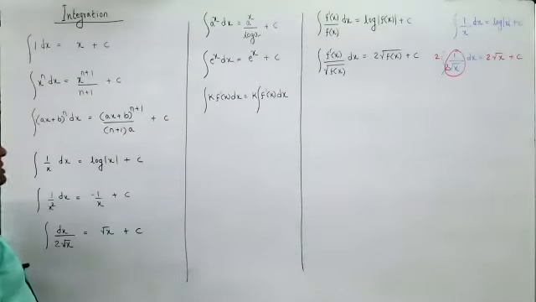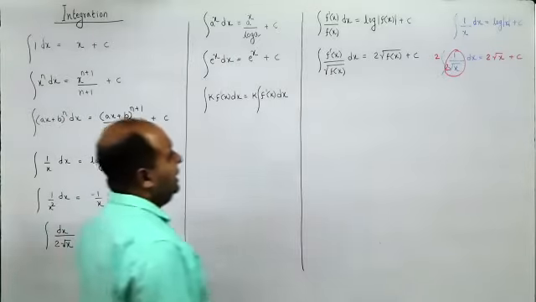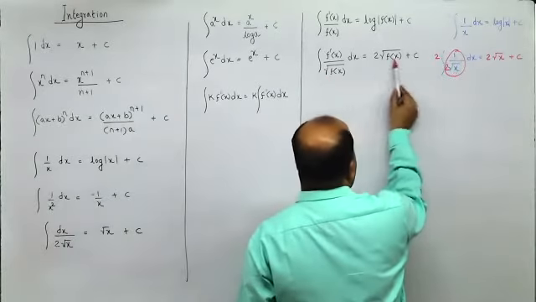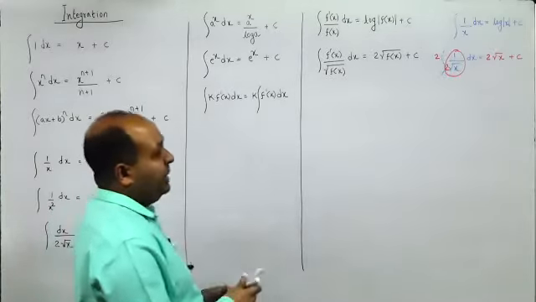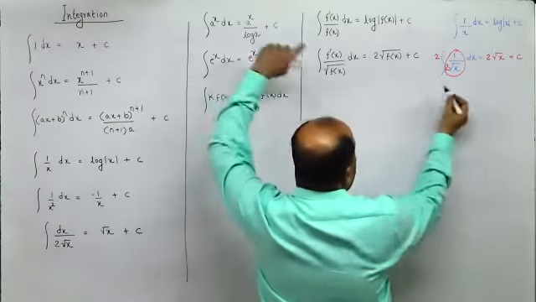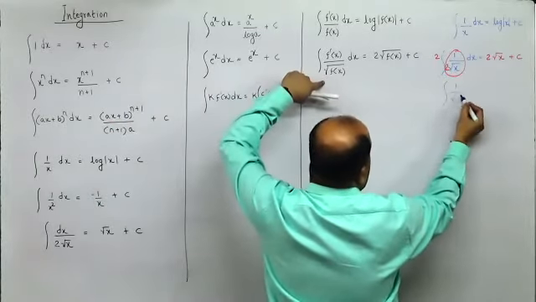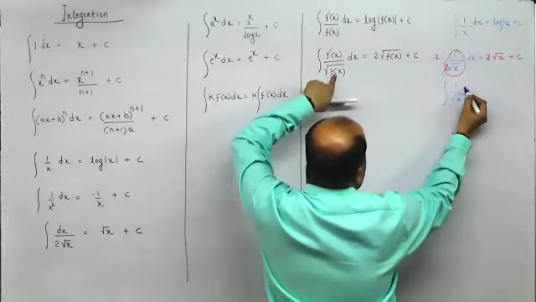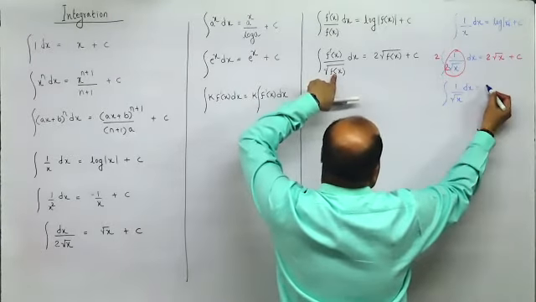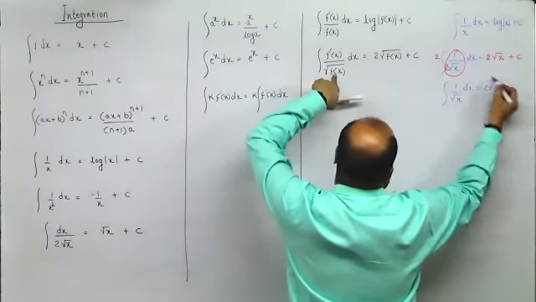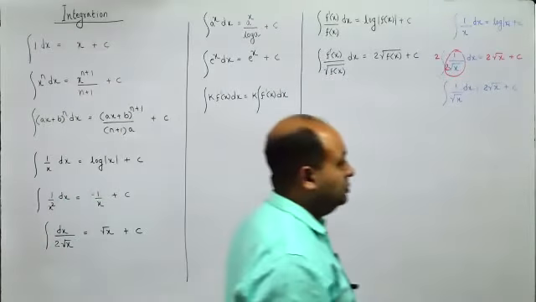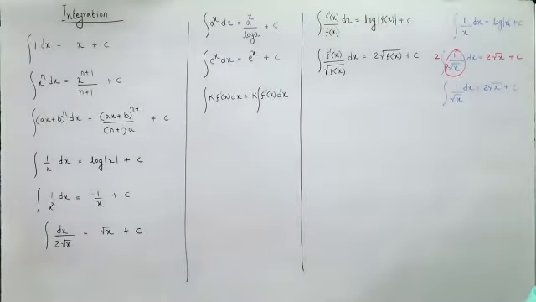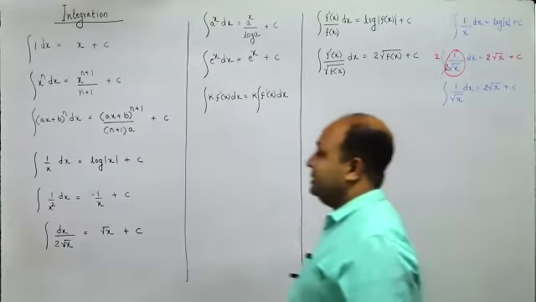So this is the integral value of 1 upon root x. When you use this formula, it is 2 times root x plus c, or else you can use this formula directly to say this is x and this is its derivative. So the answer is 2 times denominator plus c. Both these are the same.